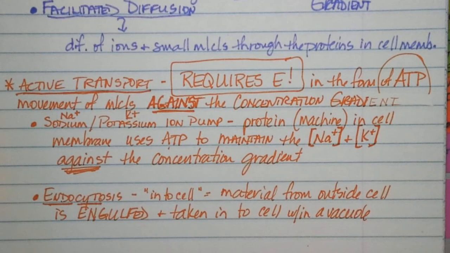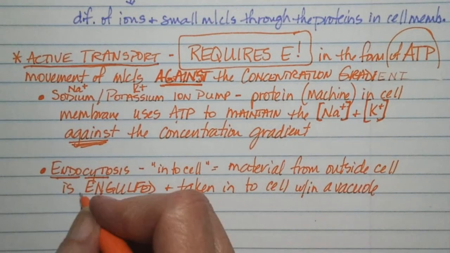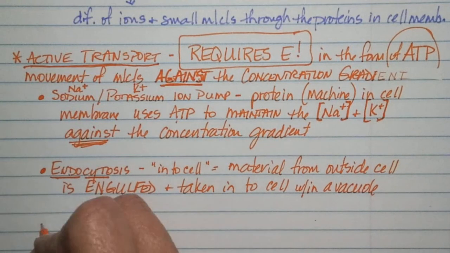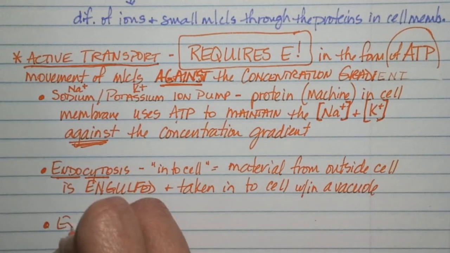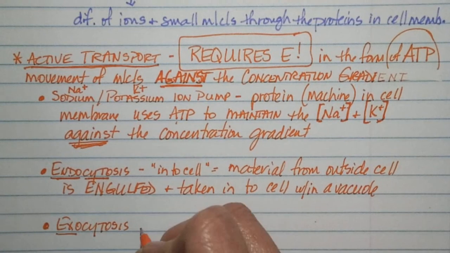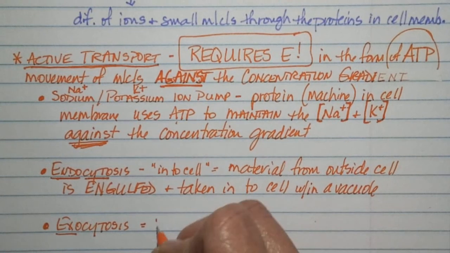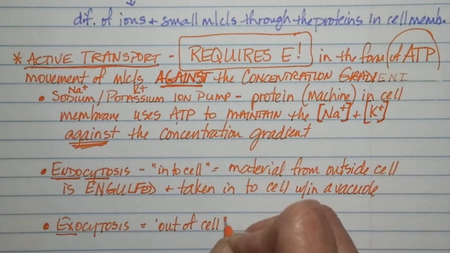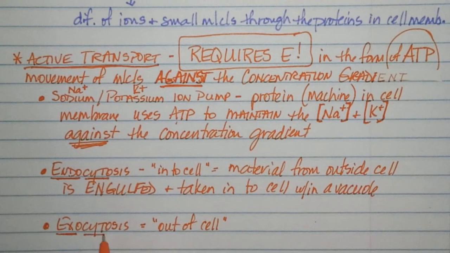Okay, the opposite of endocytosis would be exocytosis. Exo means out, so I'm going to put out of the cell. So that's what we could translate it to. Exocytosis, out of the cell. Same process, only backwards. Okay? In this case, you have a vacuole with stuff in it.